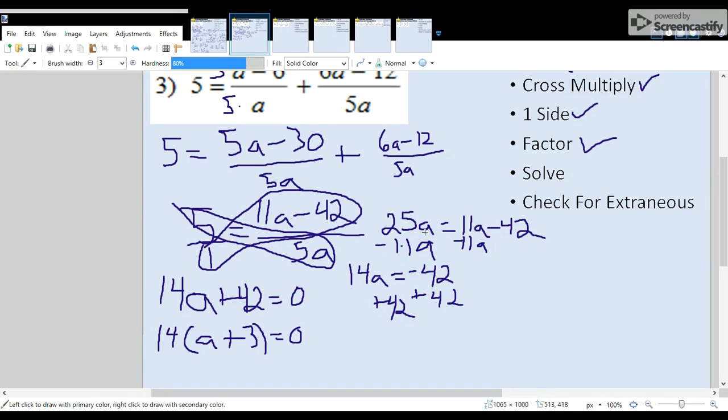Okay, step 6, we're going to solve. Well, 14 is never equal to 0, so there's no solution here. So we're just going to have a plus 3 equals 0. Subtract 3 on both sides of the equal sign. So you have a equals -3. So we're done with that step.